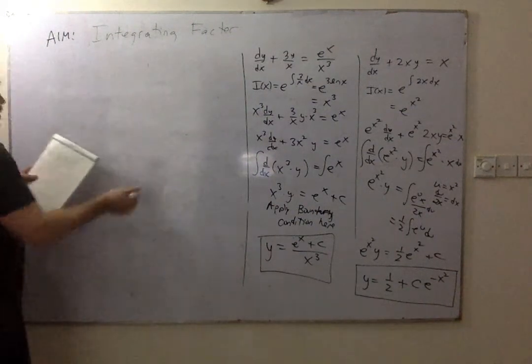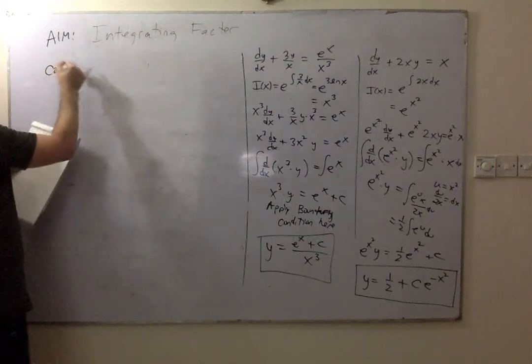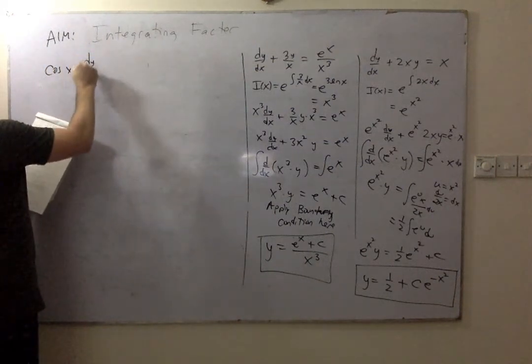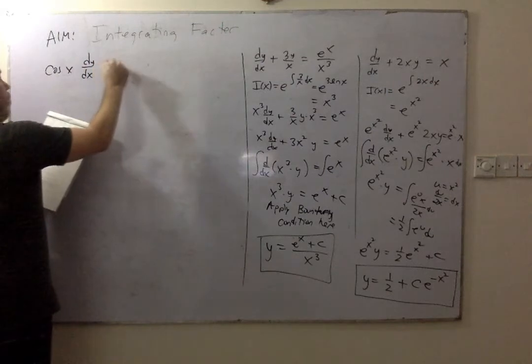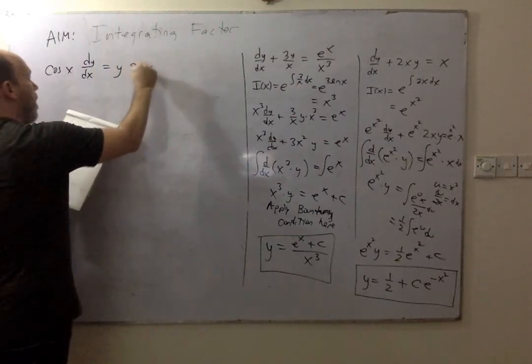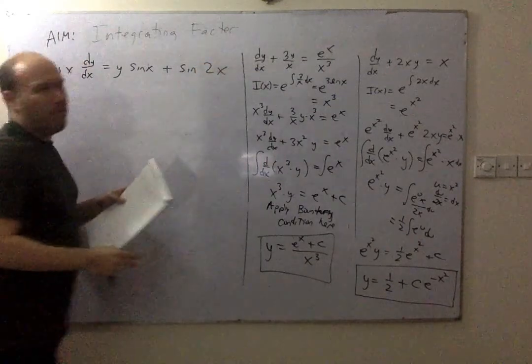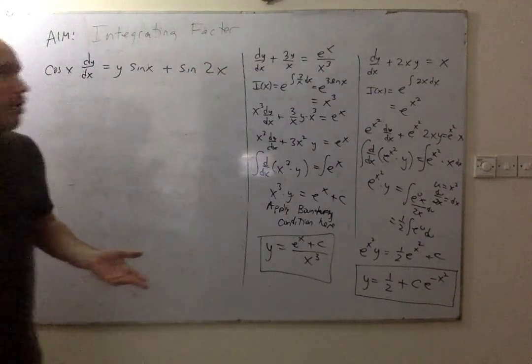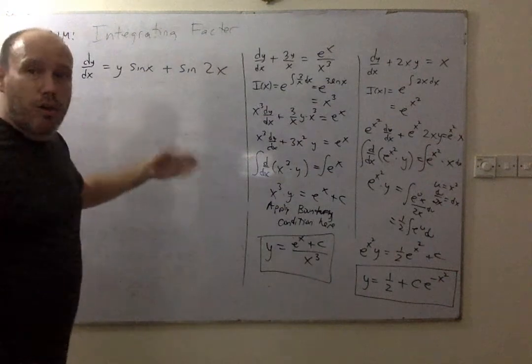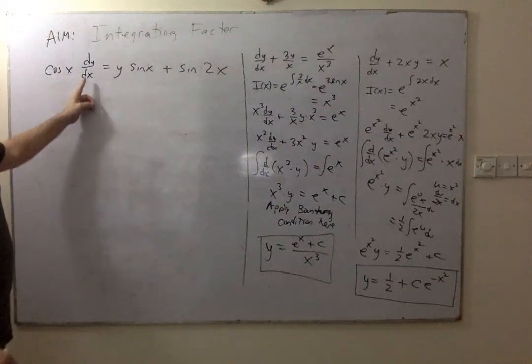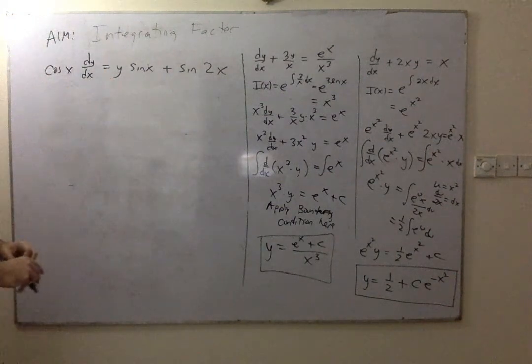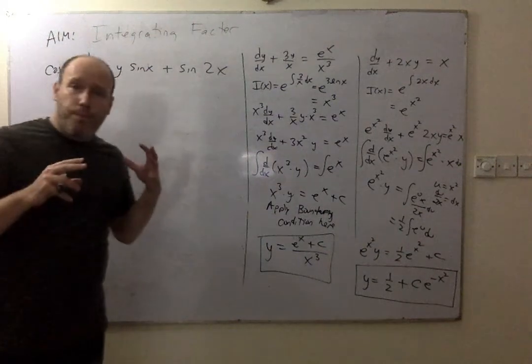Ready? Cosine of x dy dx equals y sine of x plus sine of 2x. So you look at that one and you're like, what is going on here? You know you have a differential. You're trying to solve for y. You can't make head or tails of it. Well, you kind of do have it.